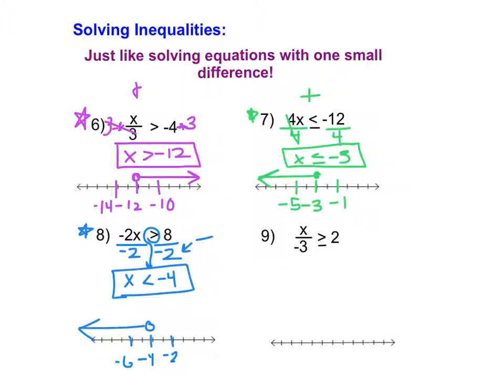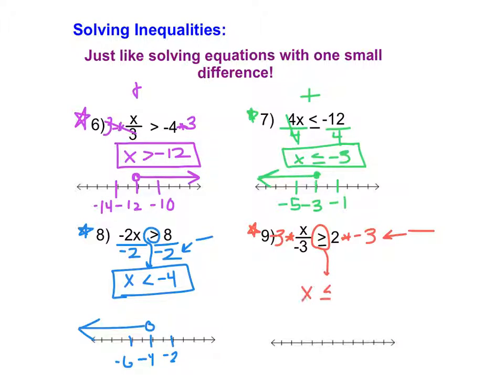And finally, in number 9 here, we need to undo a division of -3. So we're going to multiply both sides by a -3. Notice we're multiplying both sides by a negative. And our rule says if we multiply or divide both sides by a negative number, that is when we do in fact flip the sign. So here we're going to flip the sign around.